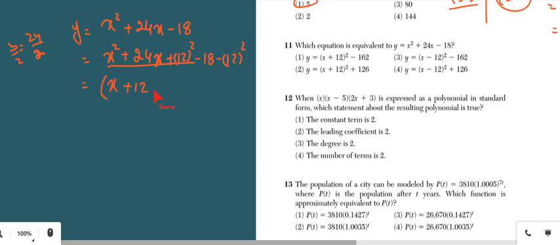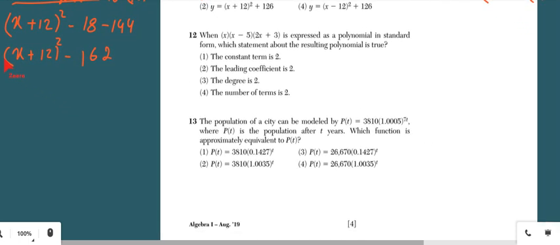Equal to minus 18 minus 12 square, which is 144. So you will get x plus 12 whole square minus 18 minus 144, which is minus 162. So the right answer is option A.